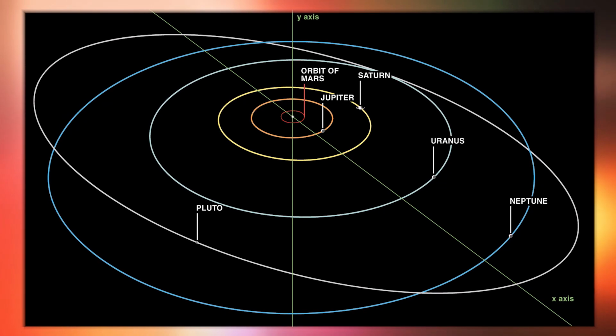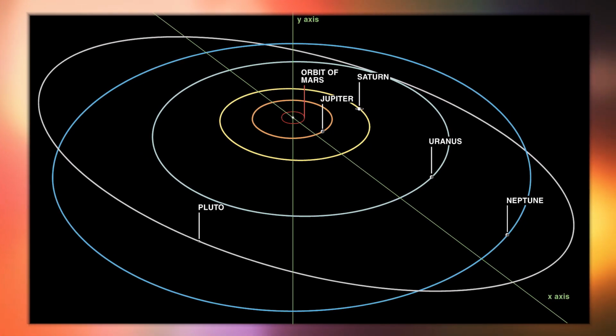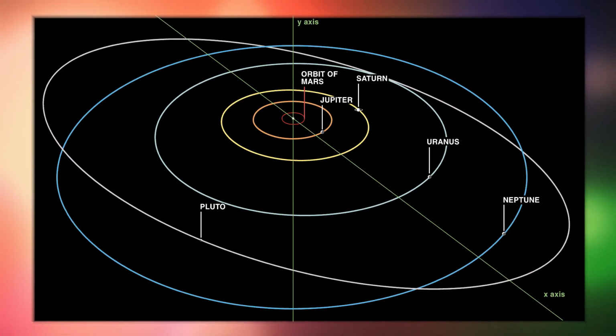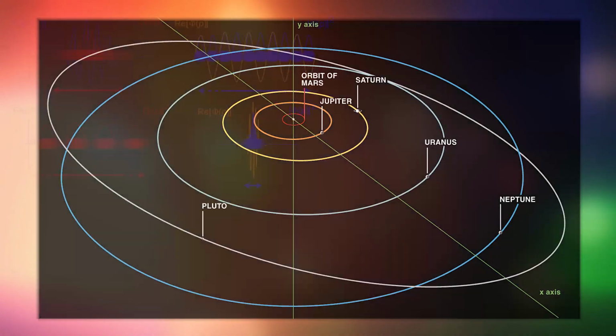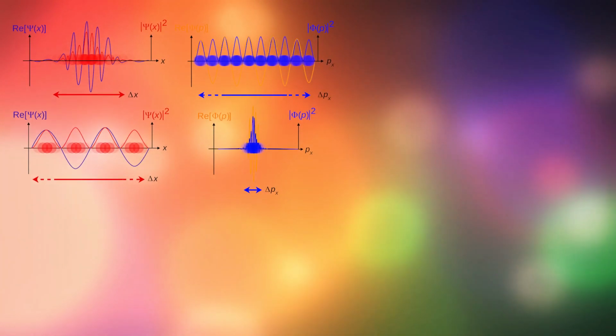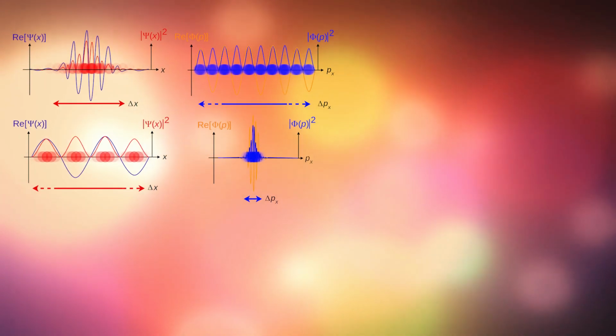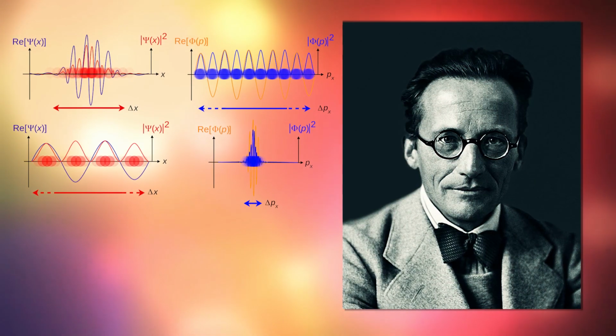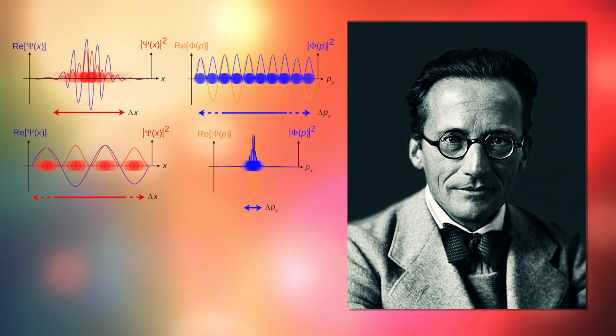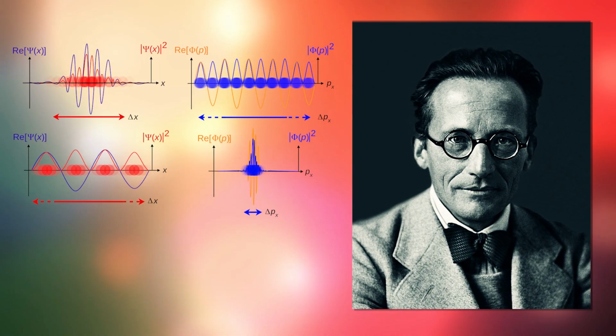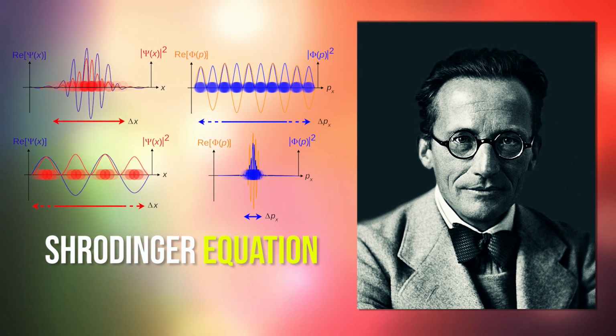The equations of classical mechanics, which describe how a system changes over time, break down in a quantum world. A different mathematical approach is needed to describe how a quantum system evolves. Austrian physicist Erwin Schrödinger provided the solution to this problem in 1926 with what is now called the Schrödinger equation.